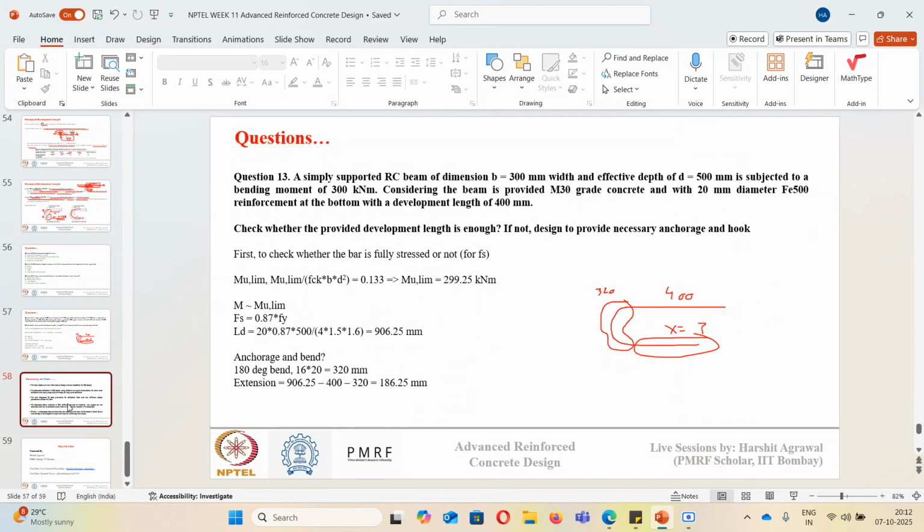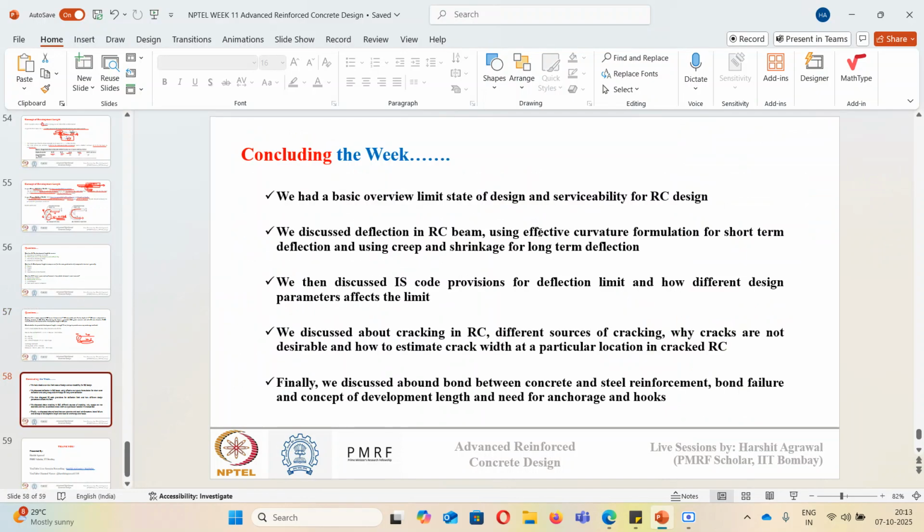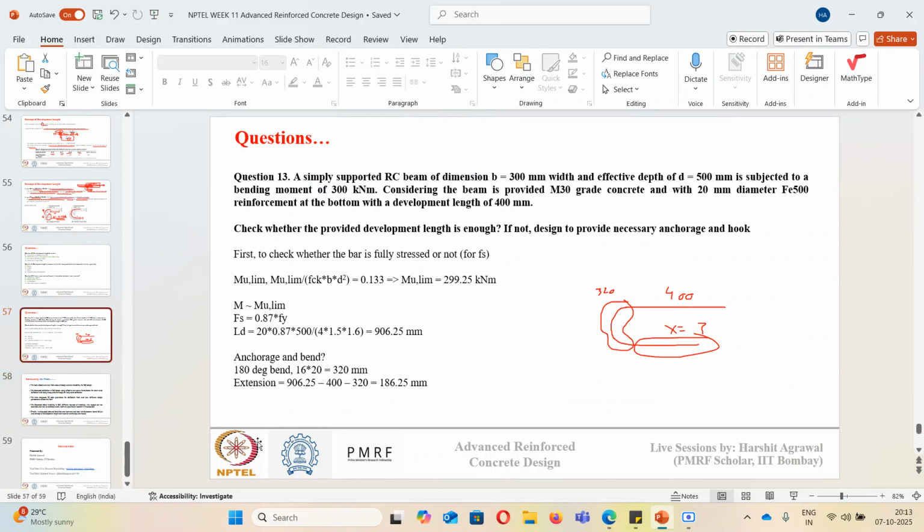So this was all for today's session. We talked about serviceability, we talked about deflection, short term and long term deflection. We talked about IS provisions on deflection and the effective length to depth ratio concept. We talked about cracking, how we can calculate the crack width at a particular point, and we talked about bond between steel and concrete and the concept of development length, and how we can provide anchorage and hooks to the reinforcement if development length is not enough. Okay, so this was everything for today.